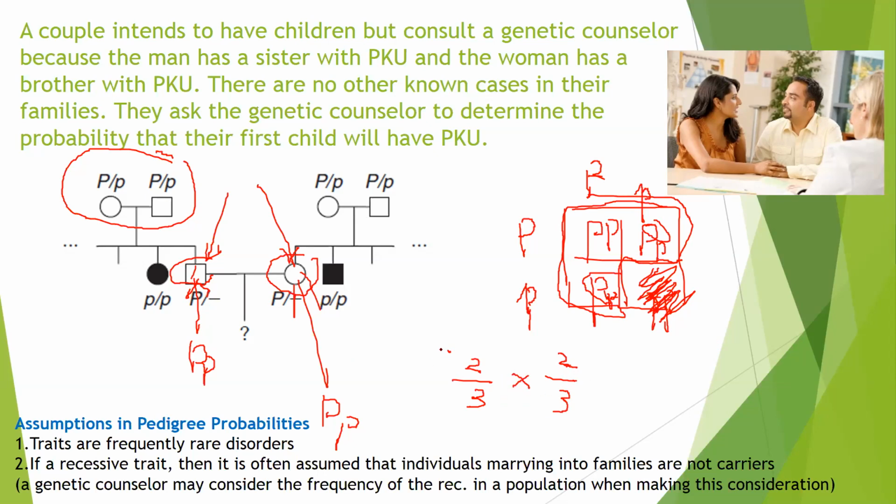And given they both are heterozygous carriers, what is the chance that their first child is an affected individual? For this we will go back to this Punnett square again, right? The chance of that is this. So if you multiply all these numbers together, that will give you the final answer.